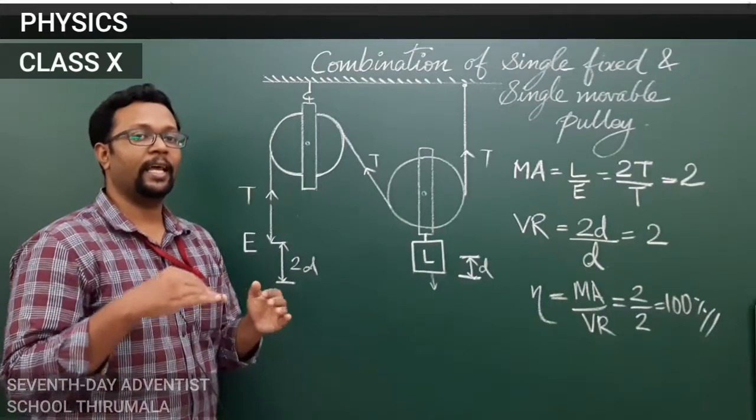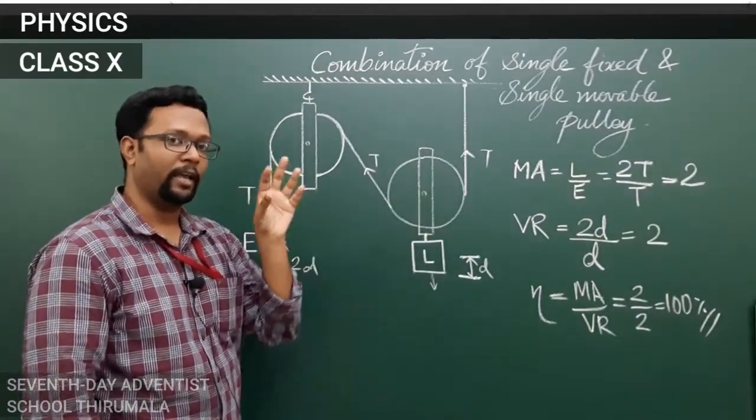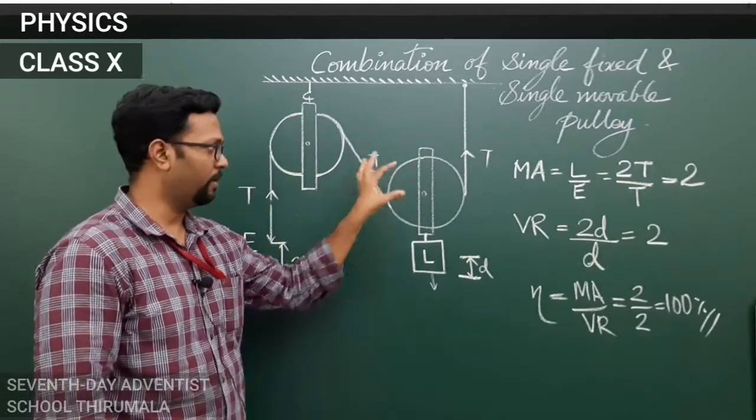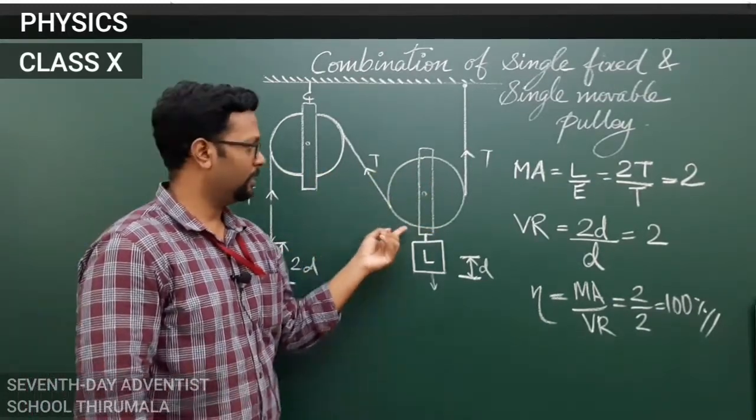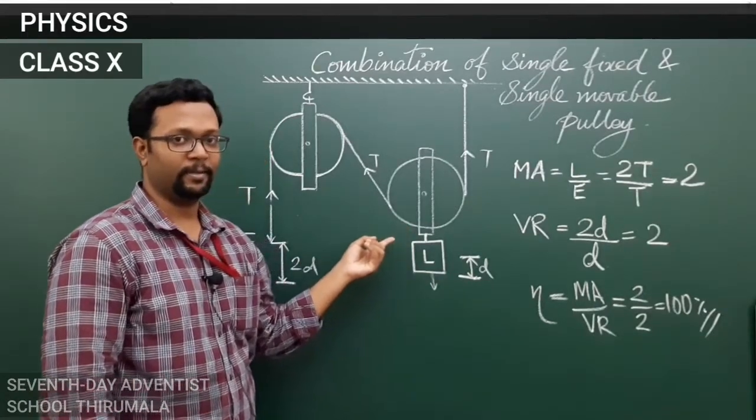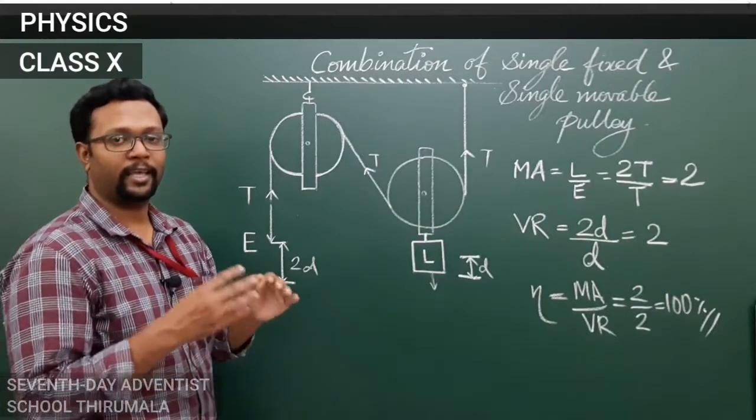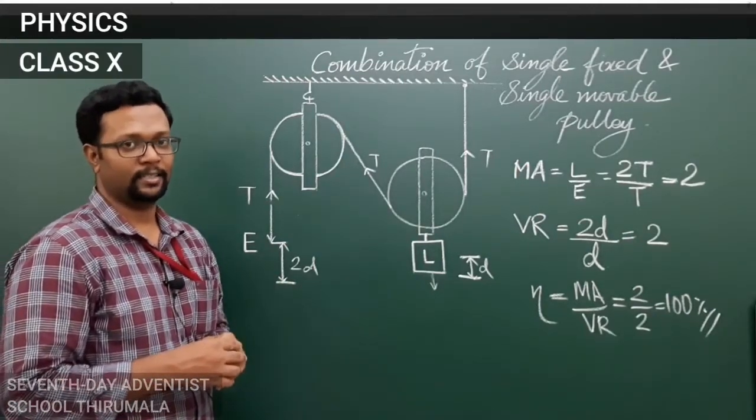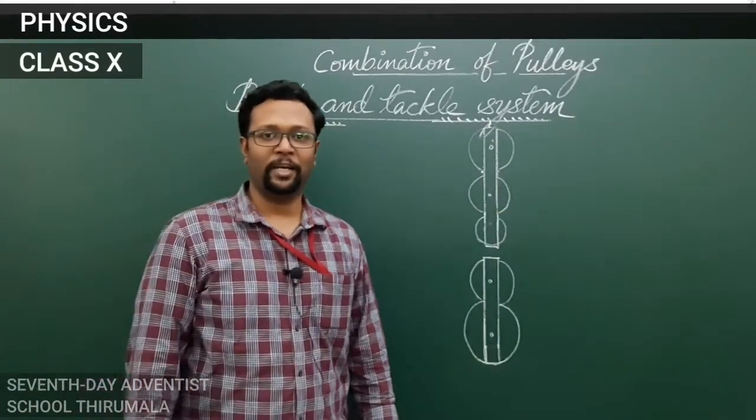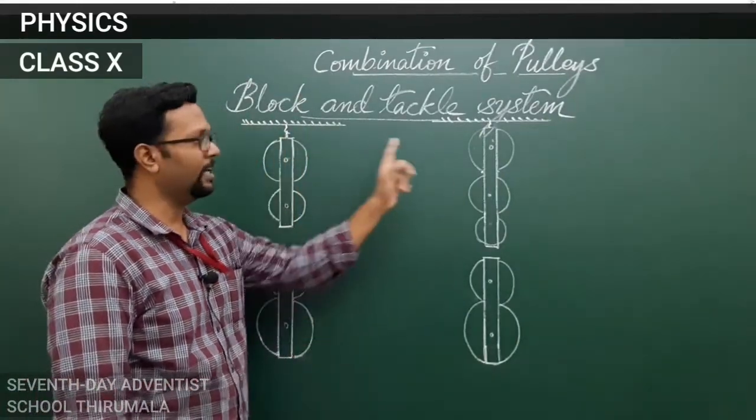But we still can have higher efficiency by making this movable pulley really small. So if the mass of the movable pulley is small, we can increase its efficiency. Okay, I hope this part is clear for you. Now we will go to the second type of combination pulley, that is a block and tackle system. Okay students, now we are continuing with the second type of combination pulley, that is a block and tackle system.